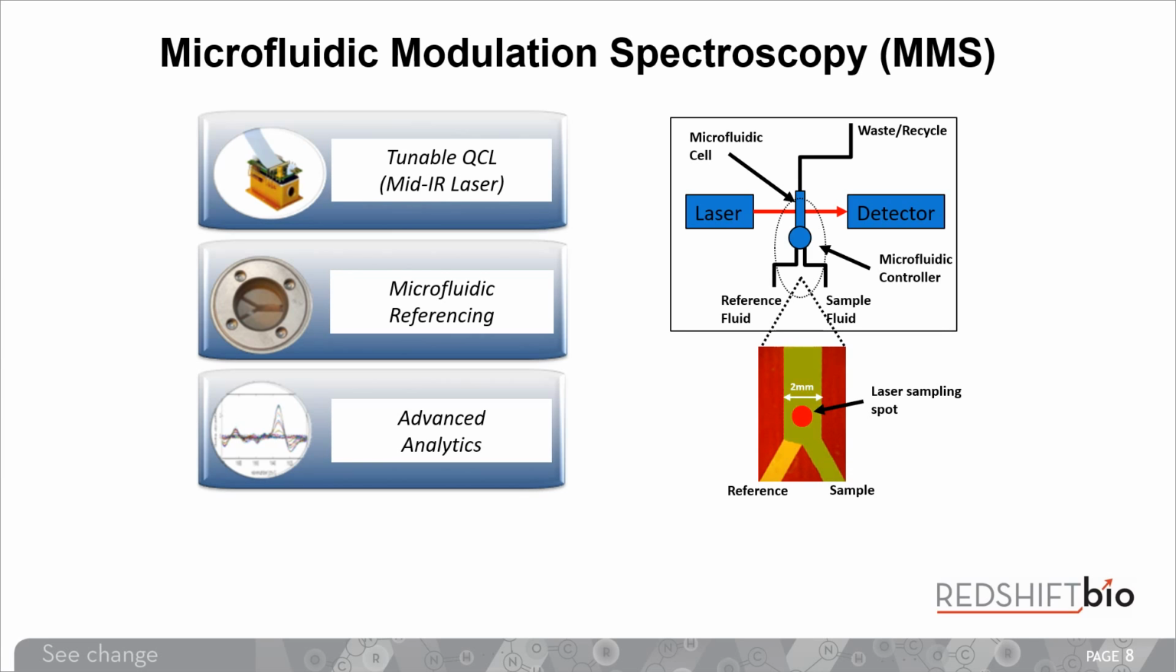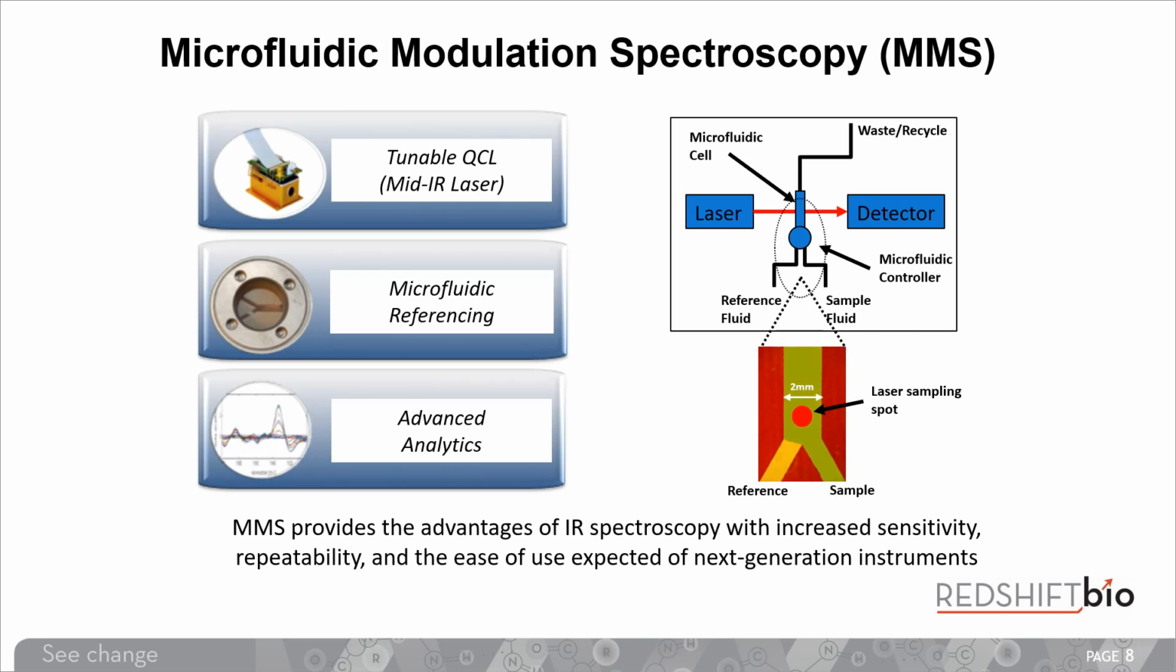In between is our microfluidic cell. And what you'll notice about this cell is it has 2 inputs, a channel on the left for our reference fluid and a channel on the right for our sample fluid. Much of this explanation is actually contained on our website, so I encourage you to see it. But I'll just say here that what we're basically doing is modulating the flow of fluids into our channel, and we can do this very rapidly, typically between 1 and 5 hertz. And this allows us to get differential absorbance data very, very accurately in a repeatable way. There's no human intervention involved. And so we're able to provide all the advantages of IR spectroscopy, with increased sensitivity and repeatability and the ease of use that's expected of next generation instruments.